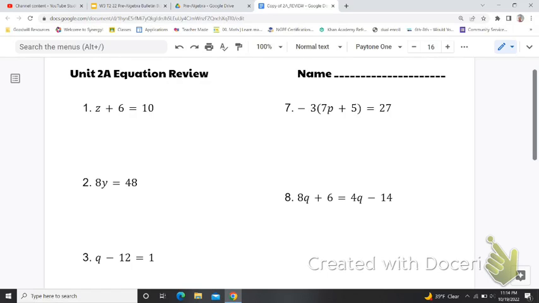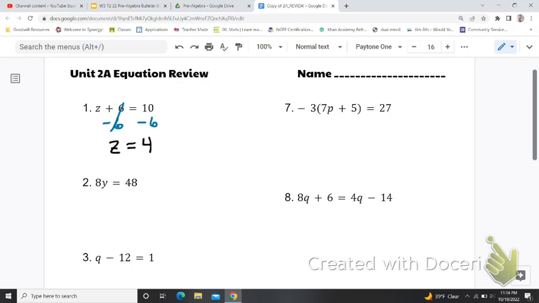So we start out nice and simple with a few one-step equations. So number one, it's addition. The inverse operation of addition is subtraction. So we'll subtract that 6 on both sides. 10 minus 6 is 4. So z is equal to 4. I can check that. Is 4 plus 6 equal to 10? It is. And I usually do this so it doesn't look like my 2.